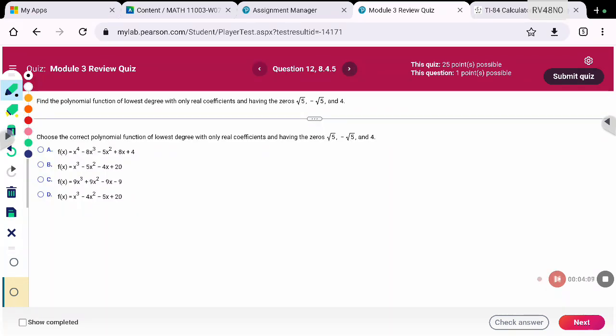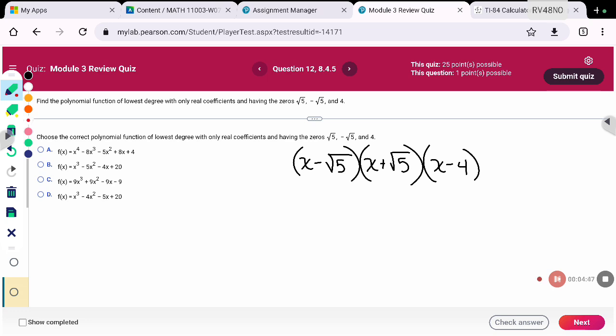All right, on this next one, again, we're going to be finding a polynomial function with these given zeros, the square root of 5, negative square root of 5, and 4. So, just like the last one, I'm going to turn these into their factors. If the square root of 5 is a 0, it came from x minus the square root of 5. If negative square root of 5 is a 0, it came from x plus the square root of 5. And the last 0 is 4, so it came from x minus 4.